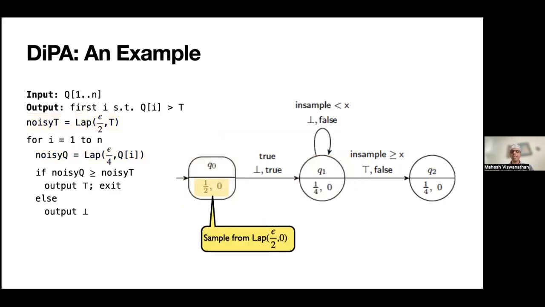I mentioned that you're sampling in each step, and the parameters that you use to sample depend on the state. So the state is decorated by two numbers. The first number affects the scaling parameter of the Laplace distribution, and the second value affects the mean of the Laplace distribution. In this case, since the numbers are a half and 0, you're going to sample from the distribution epsilon divided by 2, 0. Remember, epsilon is still a parameter.